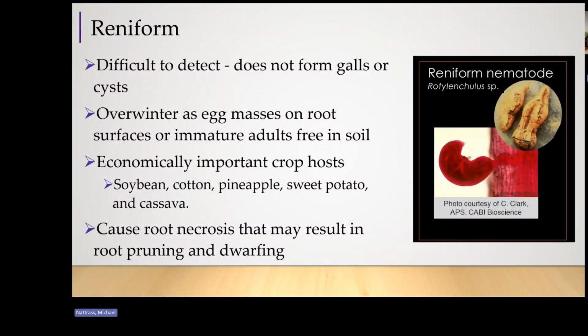And then finally, we have reniform. So our reniform nematodes, you're not going to be able to see them. They're not going to cause a gall or a cyst. They're just going to cause an issue, and you won't know that you have that. So these you'll definitely have to send in the plant and the soil sample in order to determine which nematode you have. Economically important crops, again, soybean and cotton for us, maybe pineapple, sweet potatoes, cassava, etc. Again, if you've got a plant that is grown in the soil and you have nematodes, you're going to have an issue.